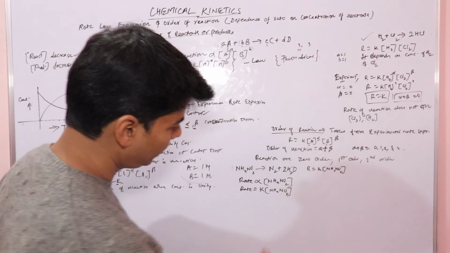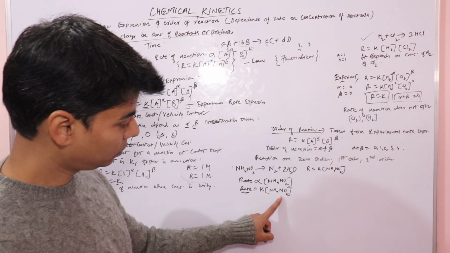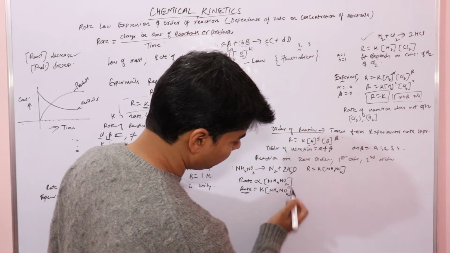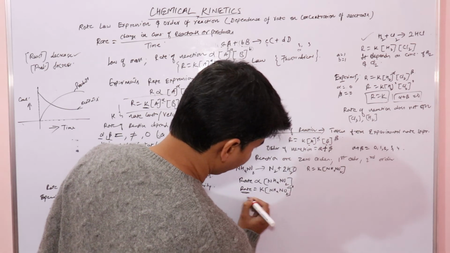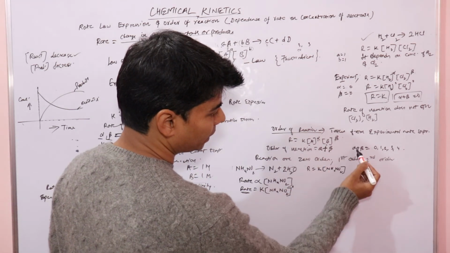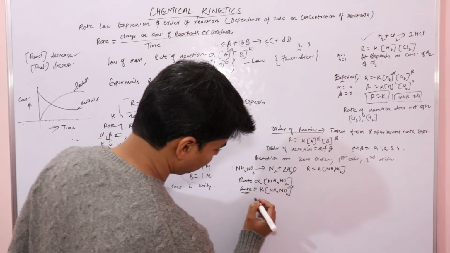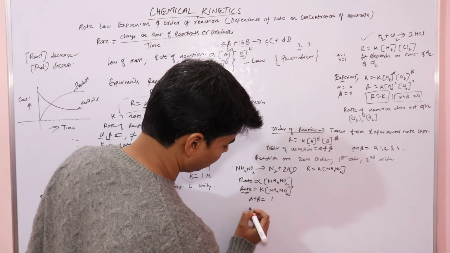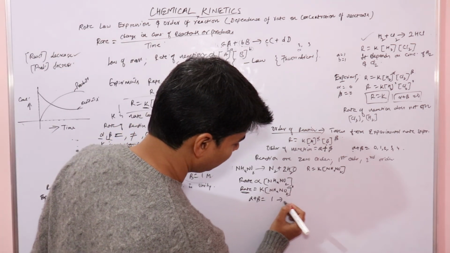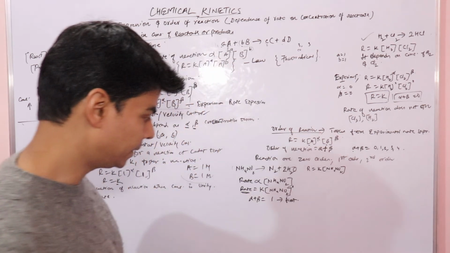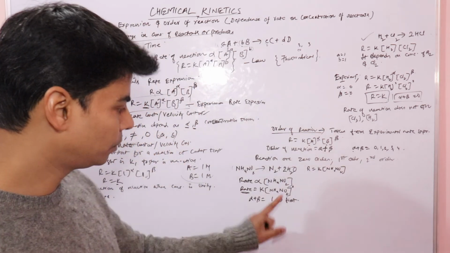This is the example. And here the rate depends on ammonium nitrite raised to the power of 1. So here, alpha plus beta: we just have one concentration term, or one reactant, so alpha plus beta would be equal to 1. Beta is nothing, 0. So alpha is equals to 1. So this is your first order reaction. We will say here that the rate of reaction depends on the concentration of ammonium nitrite.